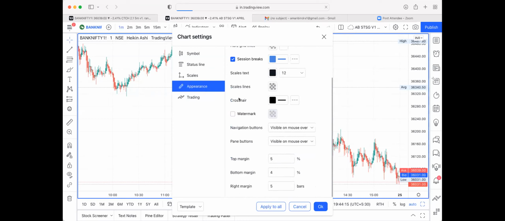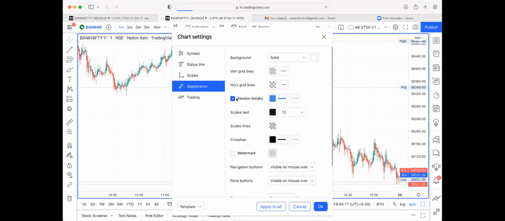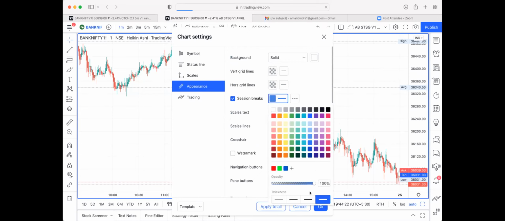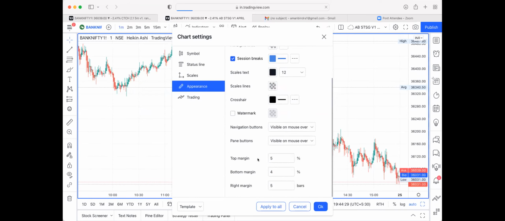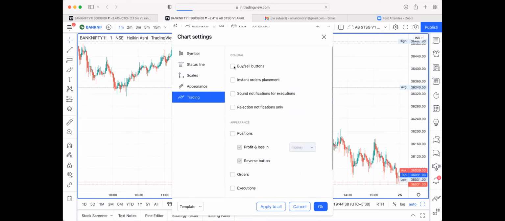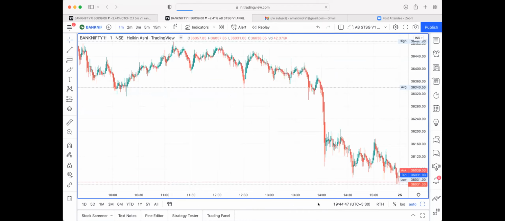Then we move to appearance. In appearance, we need to do session break, and it's for your own, you can make the session break a little bit thicker so you know that when the next session is starting. Then you need to apply it to all so it gets saved to all the charts which are using. And in trading, we need to turn off all the signals because we are not trading on these charts. It's just to learn. And then we have to apply OK.